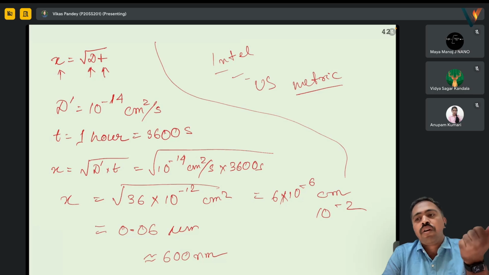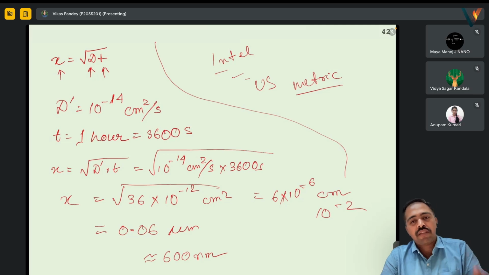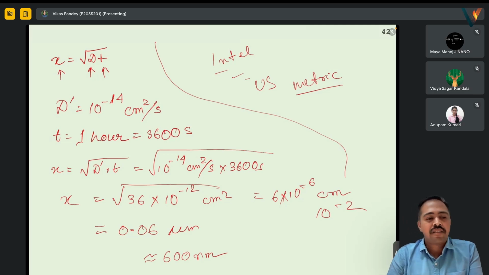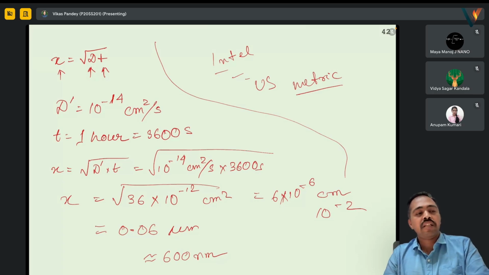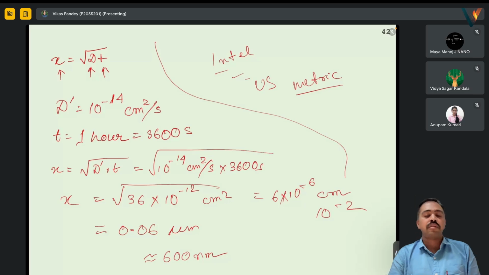And if you are going to publish in, say, some American journals that say we want the metric system, then go for the metric system. Otherwise, the international system is well accepted everywhere. There is no such restriction, but sometimes we need to understand what the unit is.